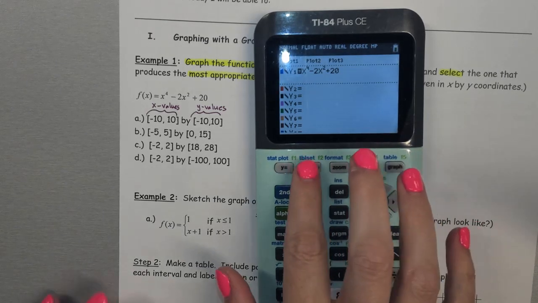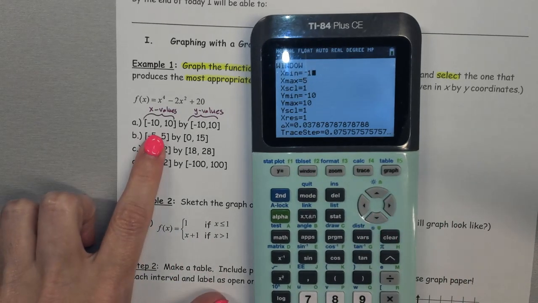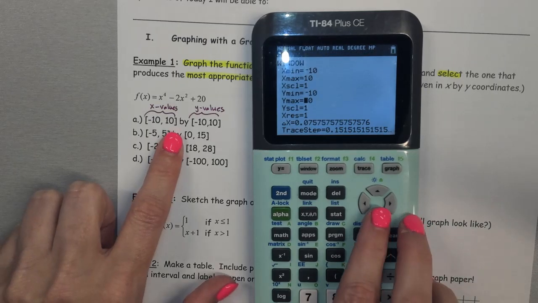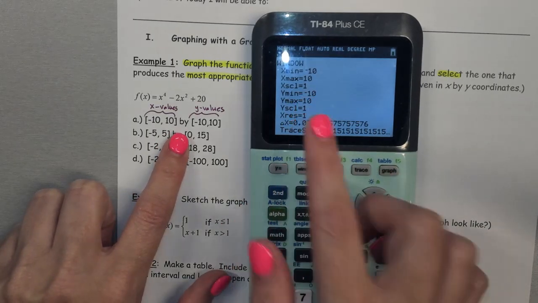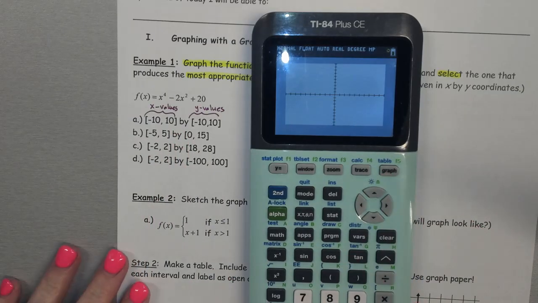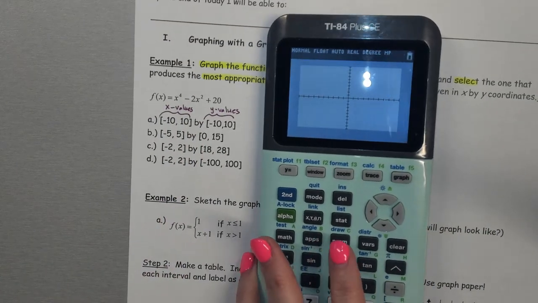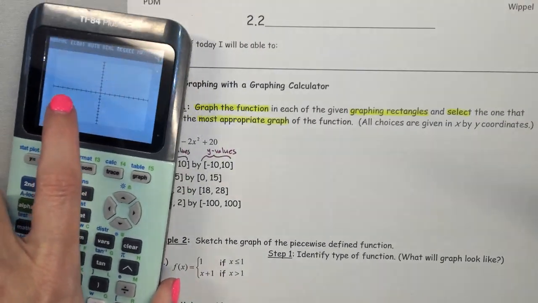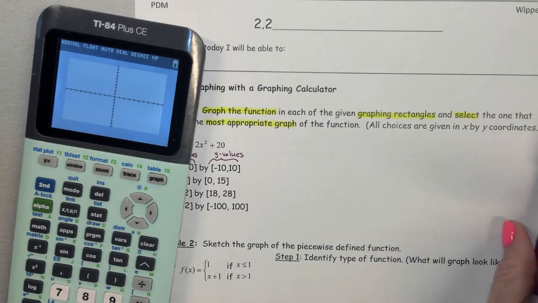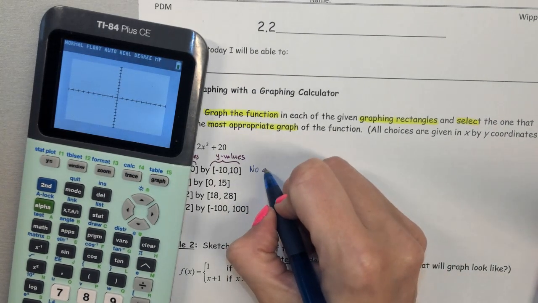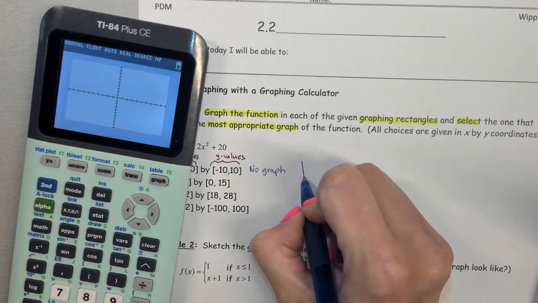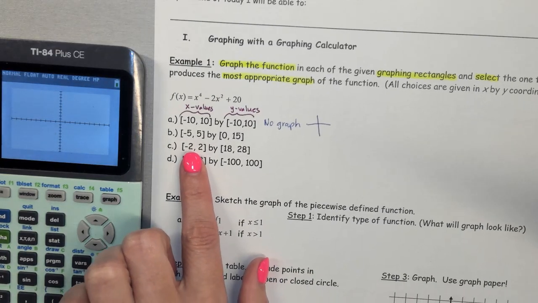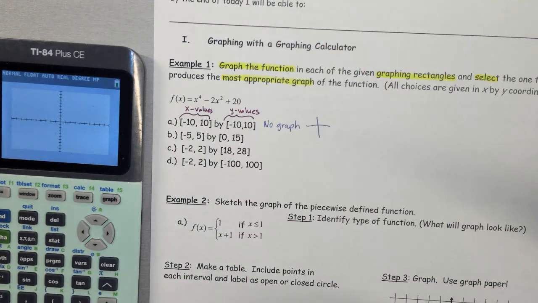All right, and then your window is negative 10 to 10, and then negative 10 to 10, and then the scales are just what do you want it to go by, so by ones is fine. And then when you graph it here, you don't see anything. It's just a blank graph. For each one of your choices, you're going to show your work just by saying what happens. So for here, you can just say no graph, and then I'm just putting the blank scale on it. Okay, and then I want you guys to go on to the next one.